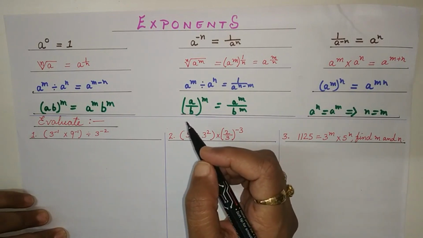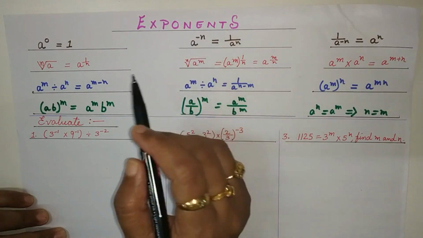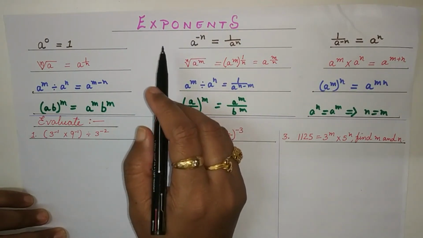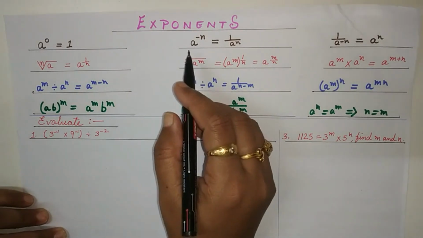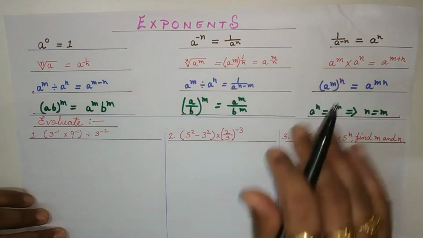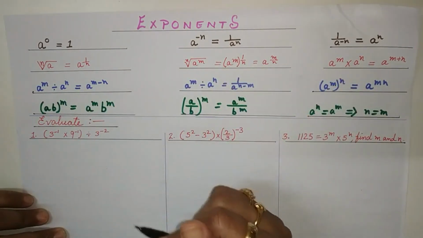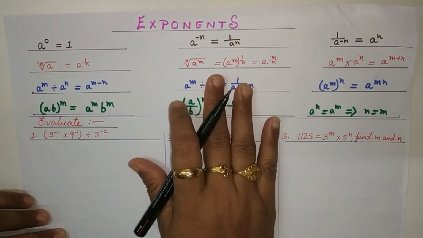Today we are going to start exponents. After doing rational numbers in my previous video, we are now going to start with exponents. So to understand the chapter, I have written down the rules first, which I will explain just now. And then I will be solving some of the questions which will help you to understand the method.